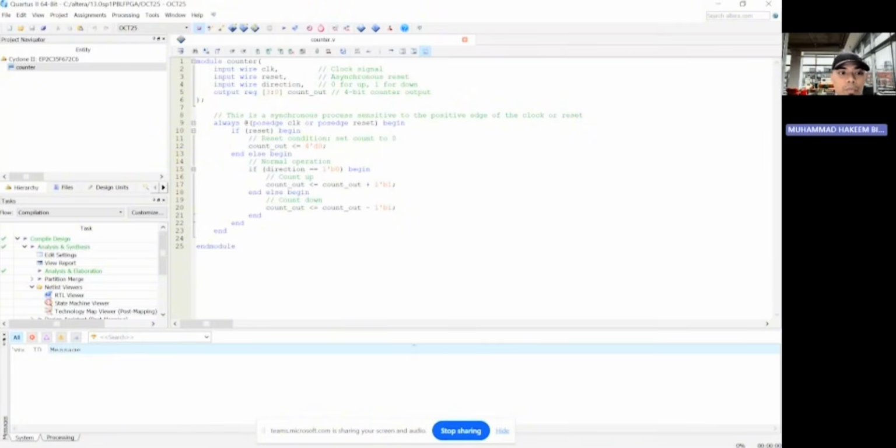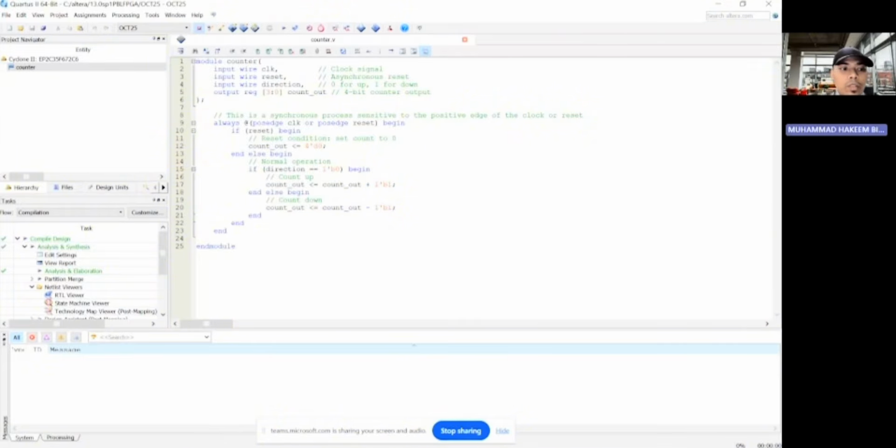Overflow and underflow behavior. The counter has a limited counting range from 0 to 15. When counting up, if the counter reaches 15 and receives another clock pulse, it overflows and wraps around back to 0. Similarly, when counting down, if the counter reaches 0 and receives another clock pulse, it underflows and wraps around to 15. This wrap around behavior is a natural property of binary counters.